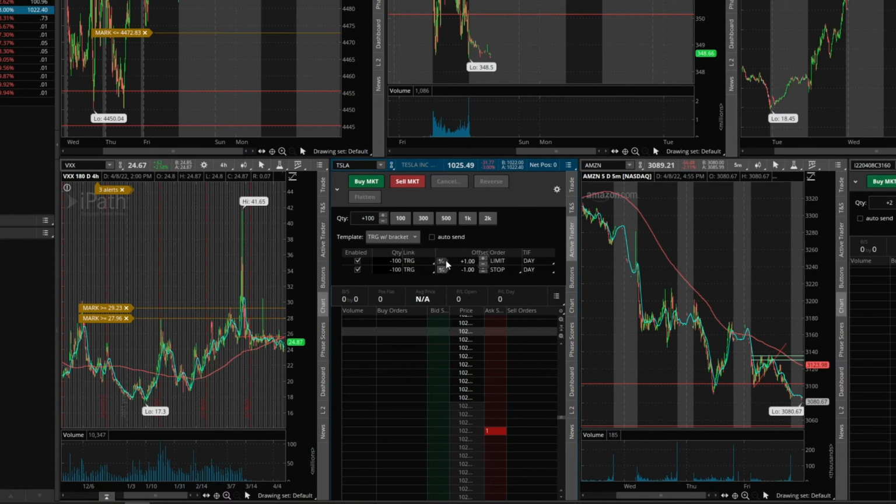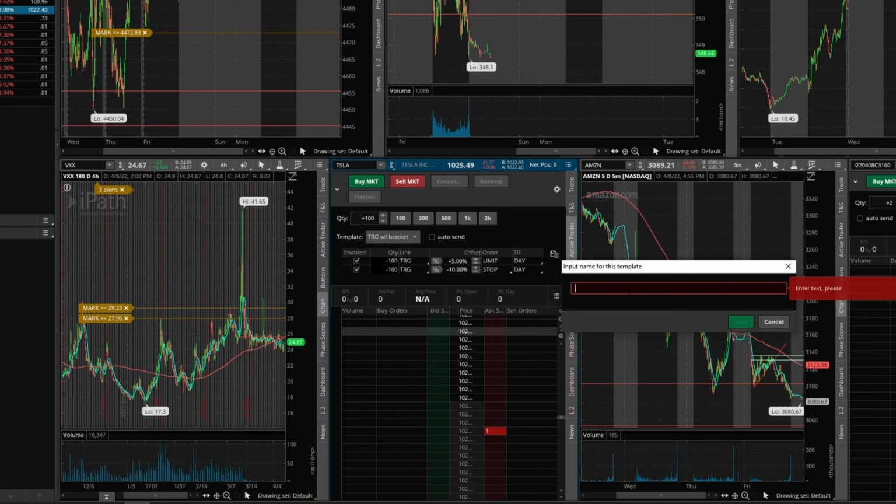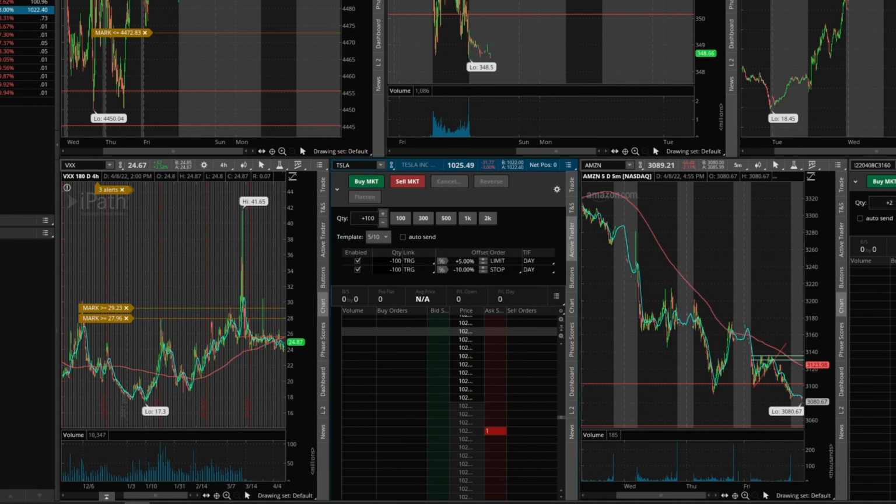You can change these by, let's say, percentage, and say, anytime I hit 5%, go ahead and sell it, and I want to risk as much as 10% to get there, right? Once you do that, you can save it, and now you can have this template here, say 5 10, where you can immediately buy and immediately trigger these sells and limits.